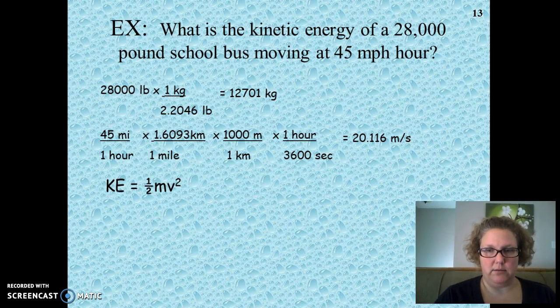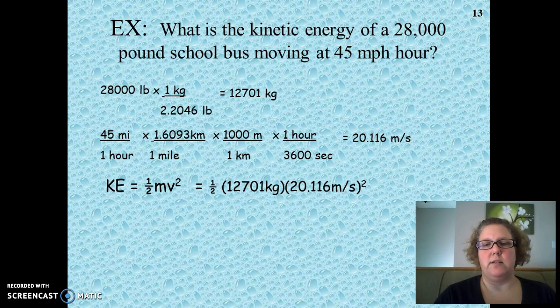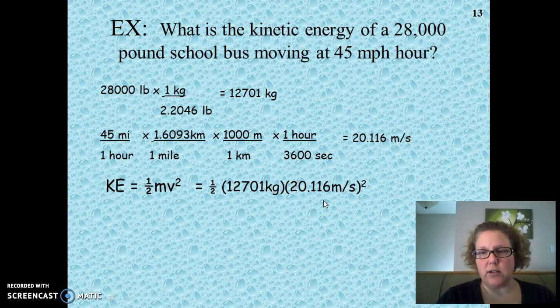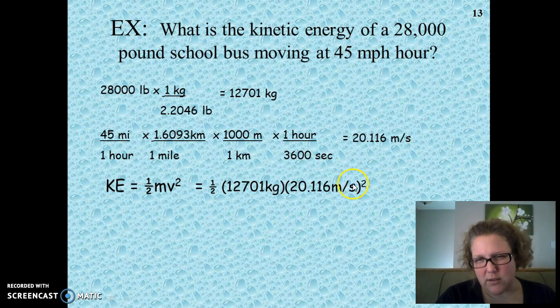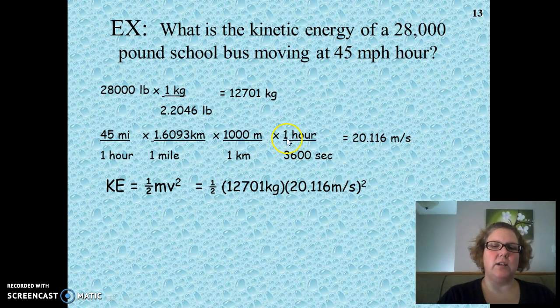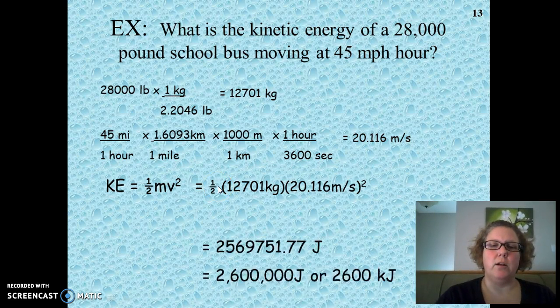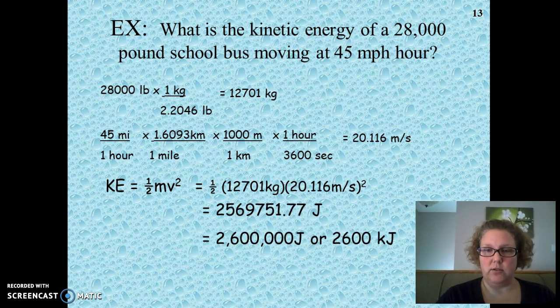Now I can plug it in to my kinetic energy equation, 1/2 times the mass times the velocity squared. Now, when you put this in your calculator, everybody's calculator is different, but you only want to square the velocity. You don't want to square the whole thing, okay? So I should have really put my 2 inside the parentheses, but at any rate, just make sure you're squaring only velocity. Maybe type that in first and square it, hit equals, and then multiply it by the mass and the 1/2.